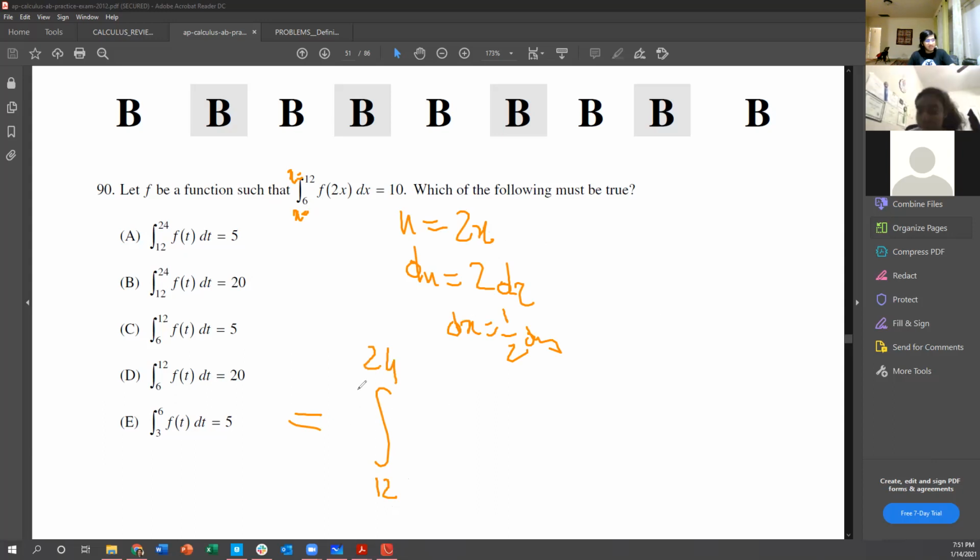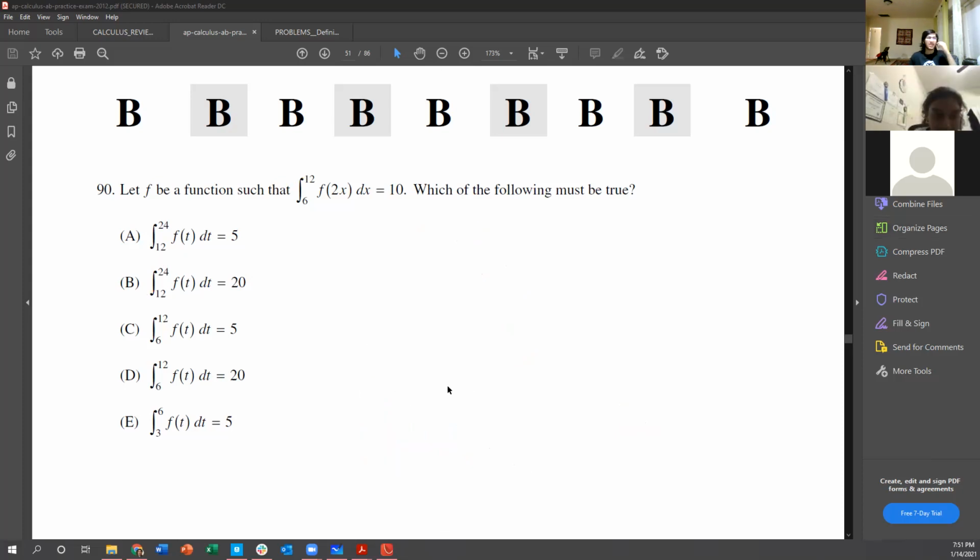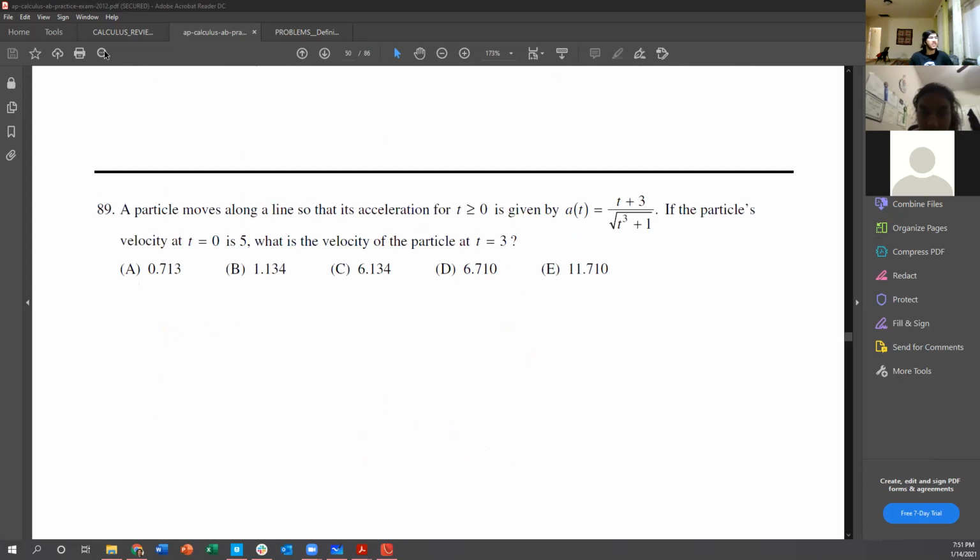Now I do my substitution, half dx, and then now I have f of u. I'm sorry, that should be a du. F of u du. And that equals 10. That means if I multiply by 2, that would be 20. So b. Okay, thank you. Yeah, this is what I was talking about. As you get closer and closer to the end, it gets more and more conceptual, I'd say. Okay.